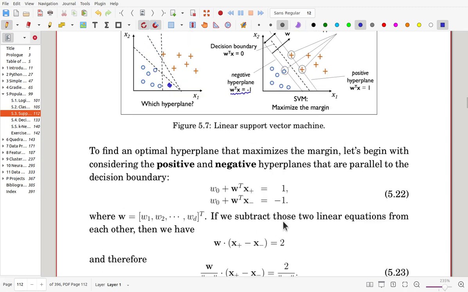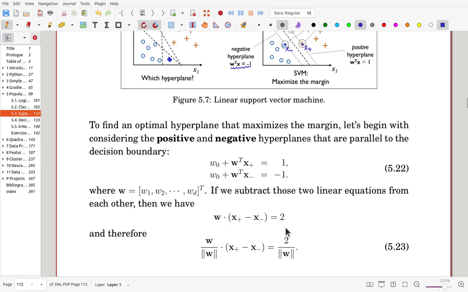Then if we subtract these two equations, we reach this one, right? Now, x plus and x minus are points from the positive side and from the negative side. For example, it can be this point and that point here. That is x minus, and that is x plus. So we have this equation. Now, if we divide by the norm of W, then we have this equation. Now we have to interpret this term.